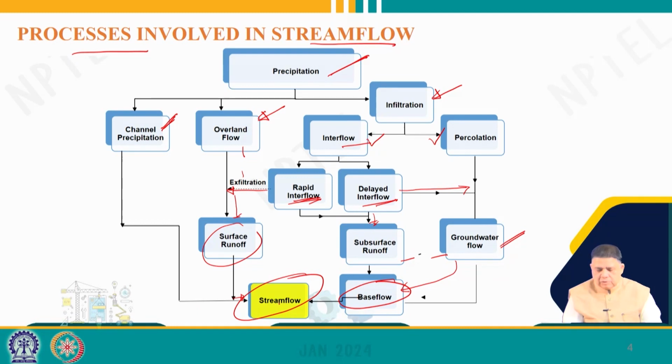So, streamflow has two major components. One is surface flow, the other which comes from the ground is base flow. We can see how these processes occur starting from precipitation in a hydrological cycle.